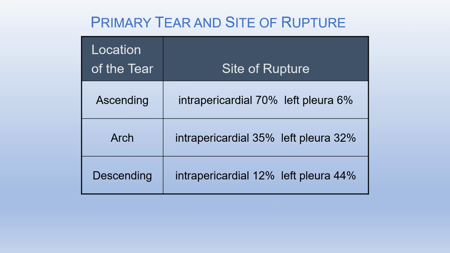Location of the tear: if ascending aorta, site of rupture is usually intrapericardial, 70%, left pleural 6%. Arch: intrapericardial 35%, left pleura 32%. Descending: intrapericardial 12%, and left pleura 44%.